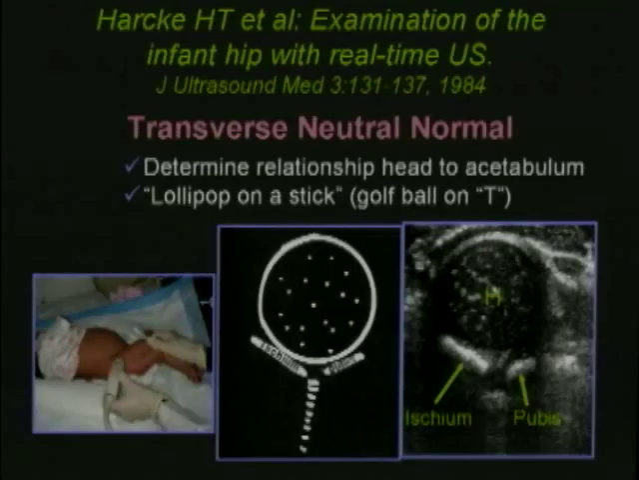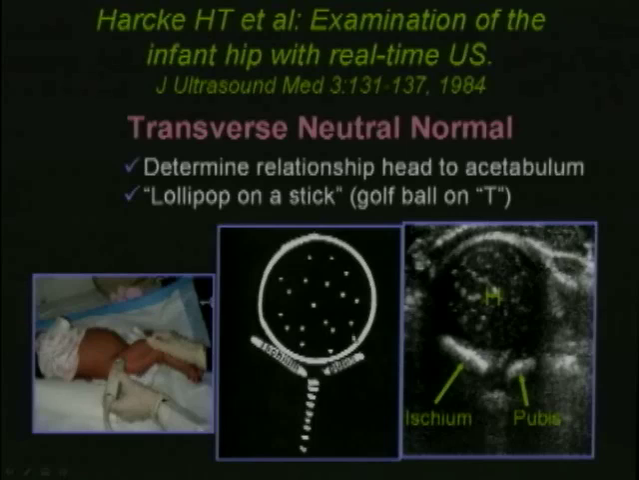So now let's talk about how we do the exam. I like to start with a transverse neutral view, which I use to determine the relationship of the head to the acetabulum. Now, bearing in mind that there is a slight flexion of the hip and the knee, we pull the leg down as much as we can without causing any discomfort to the baby, and we place the transducer perpendicular to the length of the side of the baby's body.